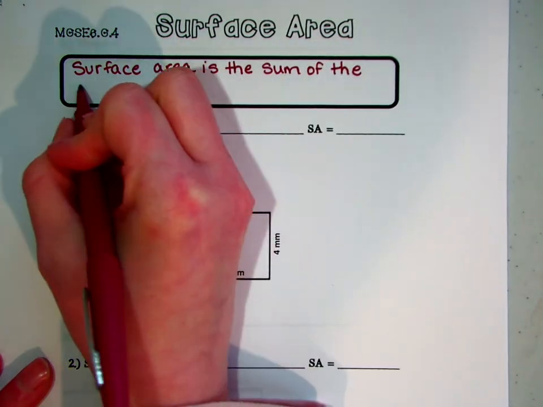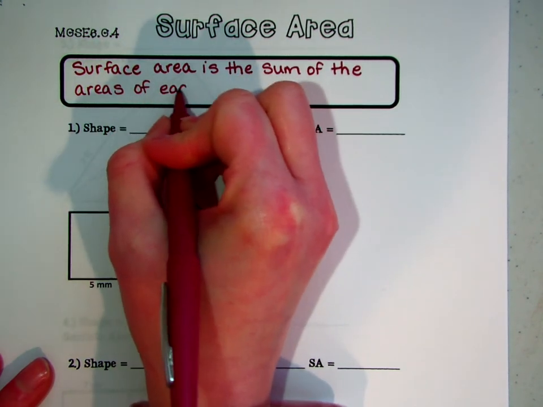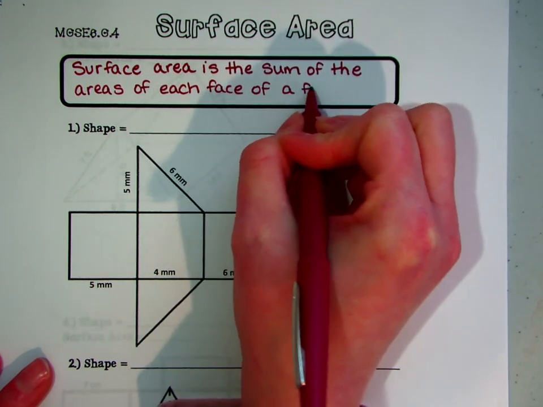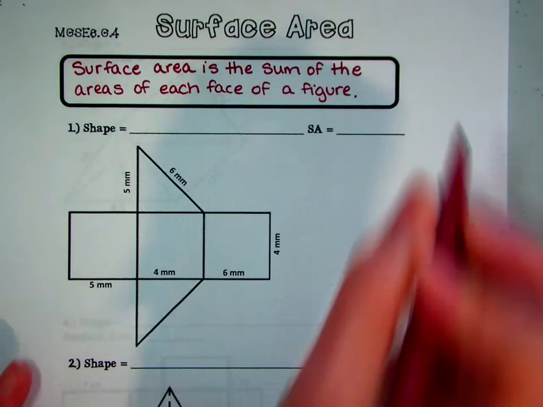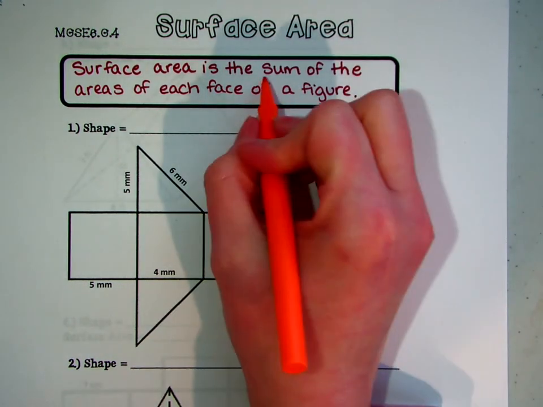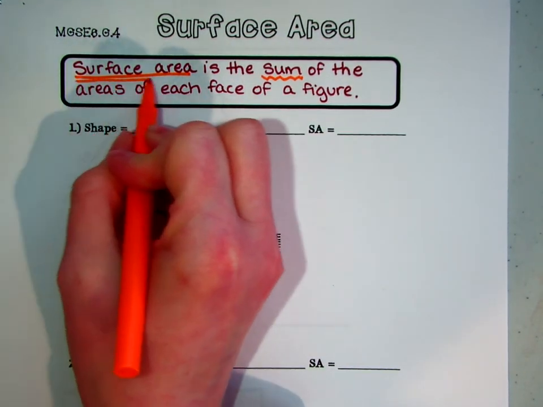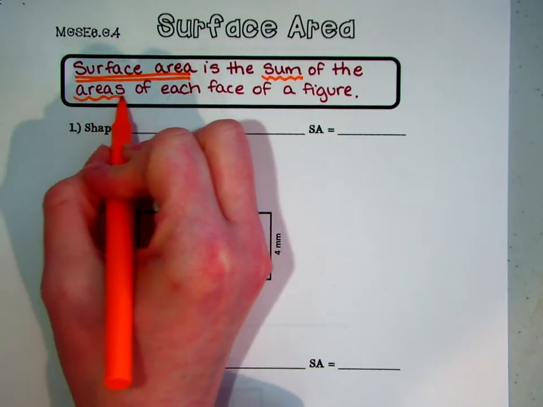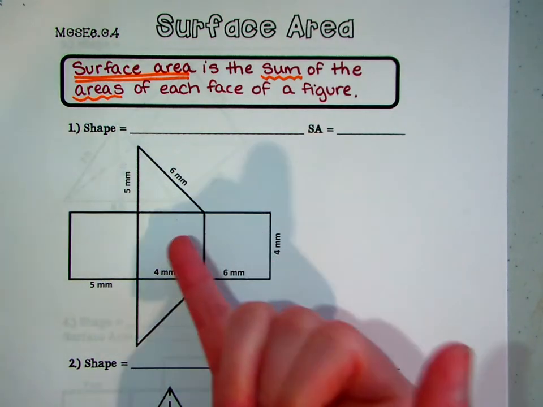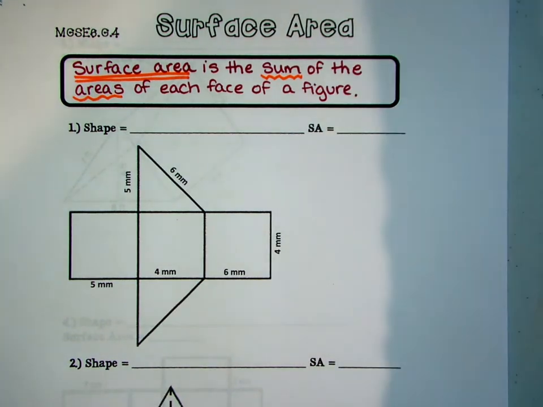So surface area is the sum of the areas of each face of a figure. Now, if you'll recall, sum means to add. So basically, in finding the surface area, we will use our knowledge of area to find the area of each face, each polygon that makes the shape up. Then we'll add them all together, kind of like a composite figure.